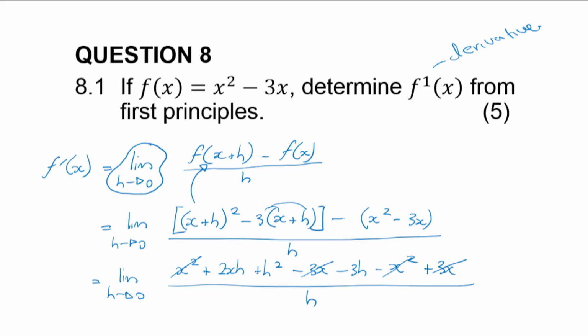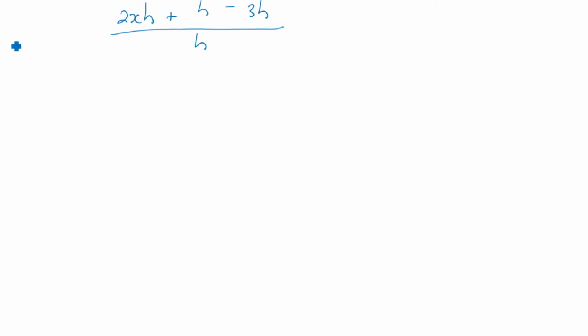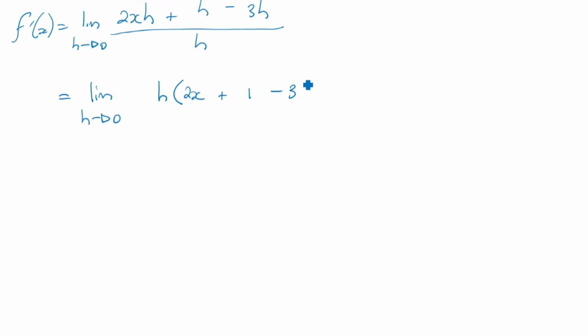Okay, so the derivative. We're going to have 2xh plus h squared minus 3 times h, all divided by h, and remember, it's the limit as h tends to 0. Now we can take out a common factor from the top. I'm just going to do it the long way around just so you see how I'm proceeding. So h tends to 0. We're going to take out h as a common factor. It's 2x plus h minus 3, and all of this divided by h.